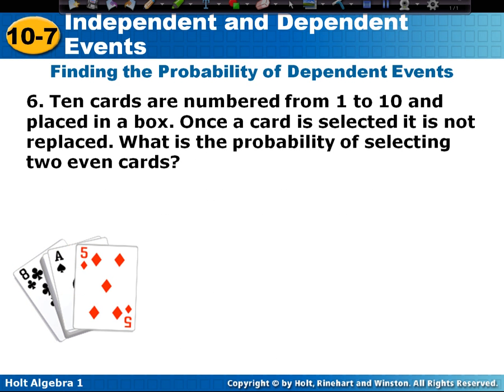Number 6 says 10 cards are numbered 1 through 10 and placed in a box. Once a card is selected, it is not replaced. What is the probability of selecting 2 even cards?